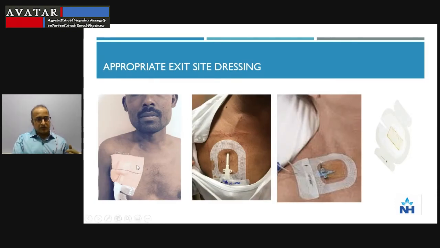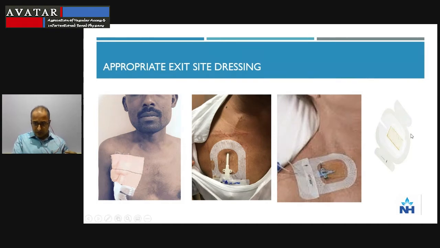This one, which is the most commonly used, the Dynaplast, is going to harm the skin and increases the risk of exit site infections. You cannot see the exit site. Here you can see the exit site very nicely. You can see the markings of the previous Dynaplast there, which has caused a lot of skin excoriation. So this is going to be much safer to the skin and reduces the risk of catheter exit site infections.